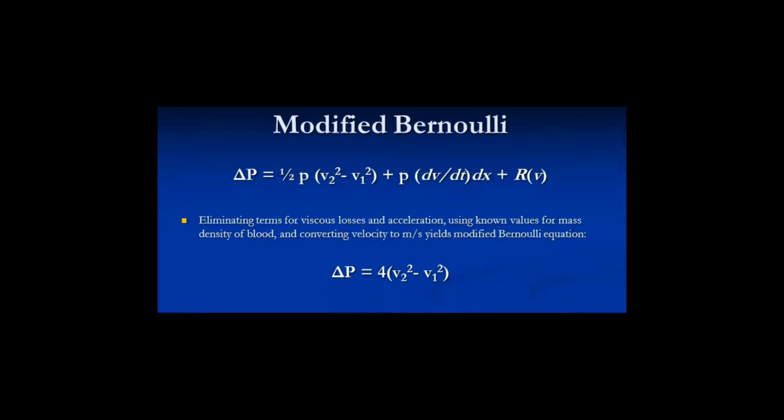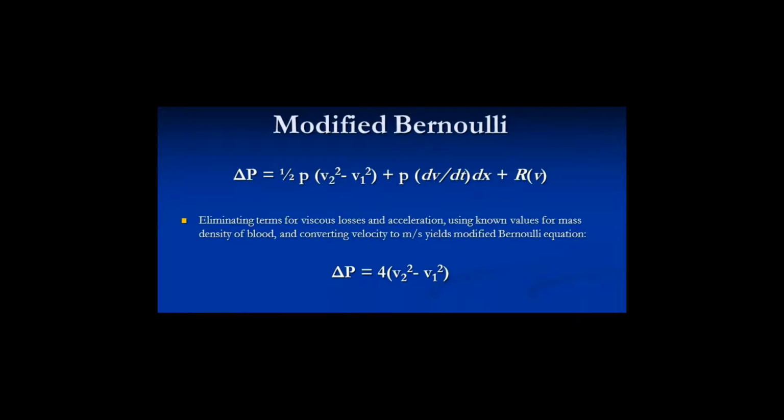So if you are talking about two chambers or two orifices, the proximal orifice is V1. The distal orifice is V2. So in the aorta, for example, V2 is the aortic velocity. V1 is the LVOT velocity. Okay?